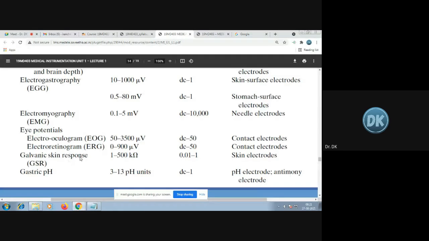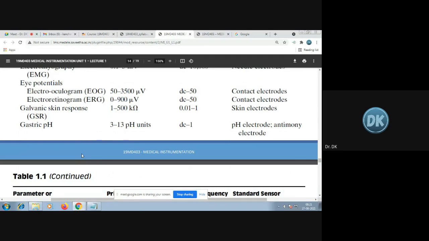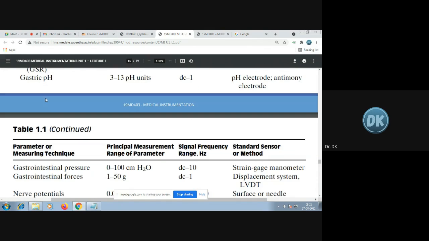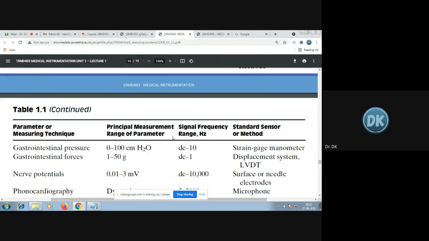They will try to find out the sweat and its electrical conductivity in the palm. If the person is sweating, then the conductivity of the skin will change and the resistance also will change. Based on that, they will find out whether the person is lying or not. So GSR is also one thing. And then gastric pH, which is specifically to study the stomach and its pH. We have specific electrodes for that.